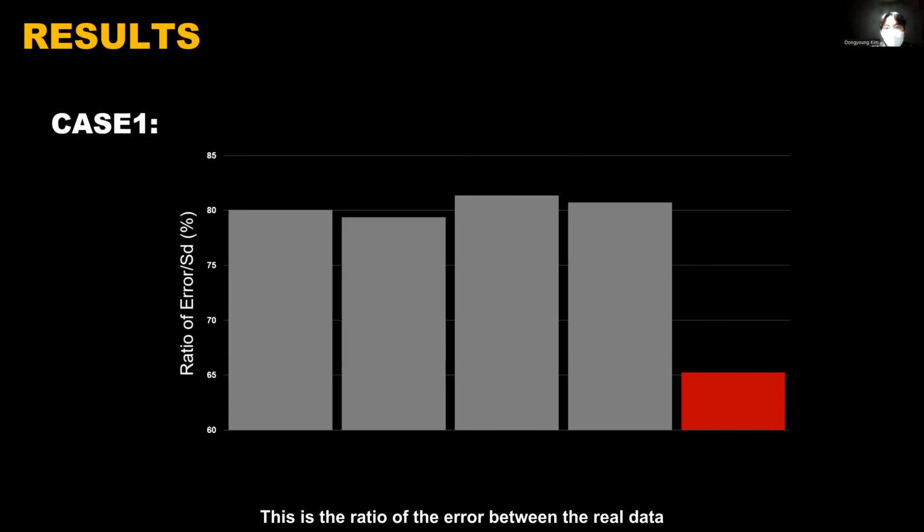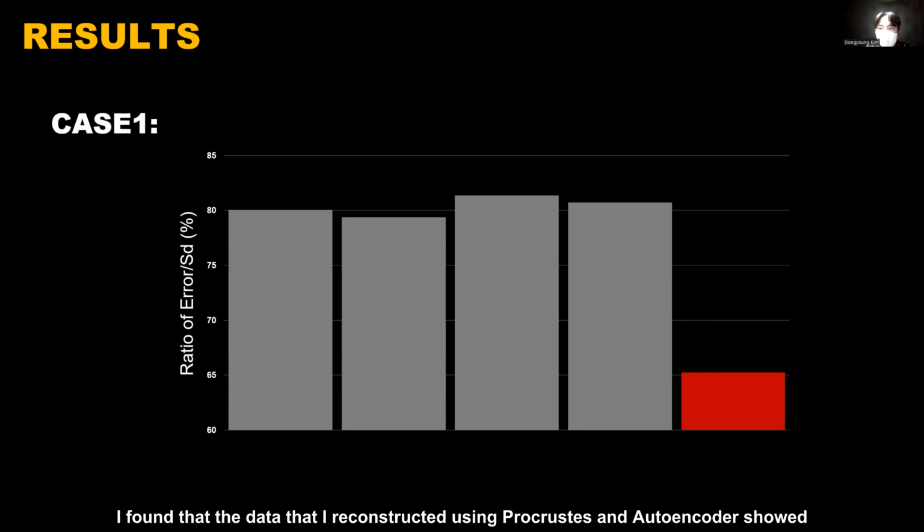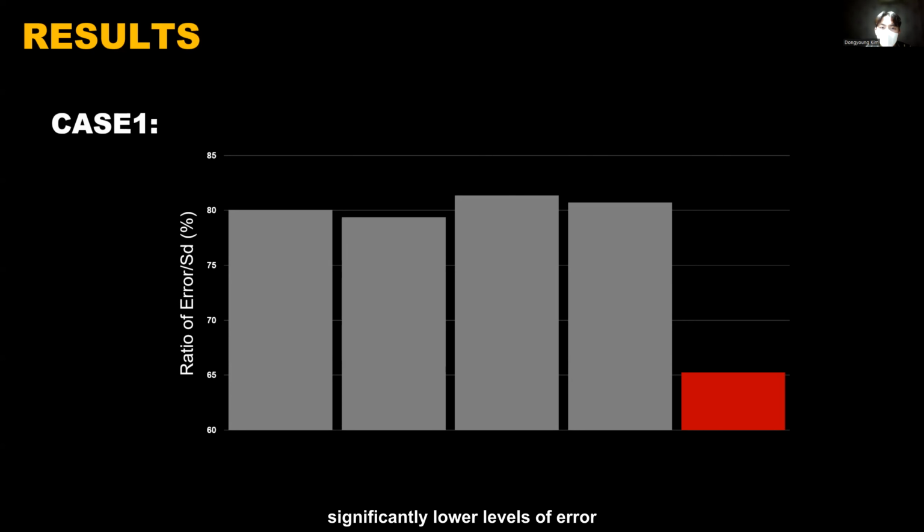This is the ratio of the error between the real data and the estimate divided by the standard deviation of each variable. In other words, we calculated how much the error was caused by imputation compared to the difference between the data on average. I found that the data that I reconstructed using Procrustes and Autoencoder showed significantly lower levels of error than other methods.